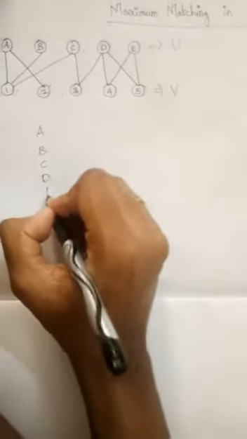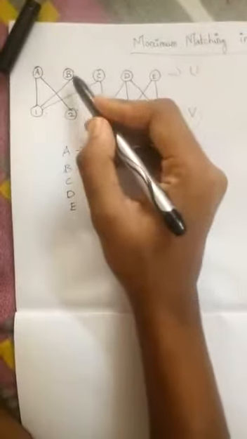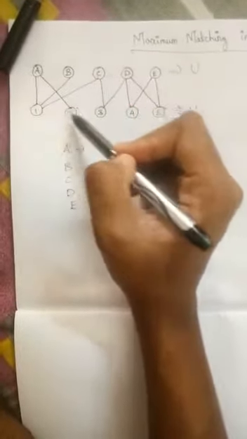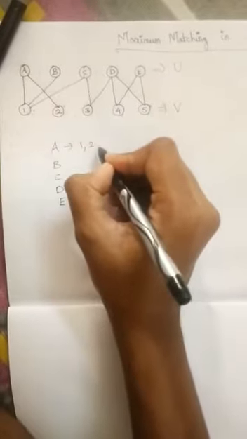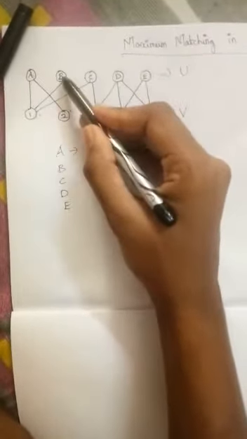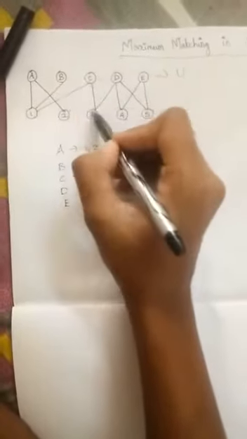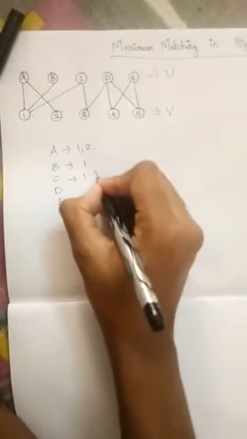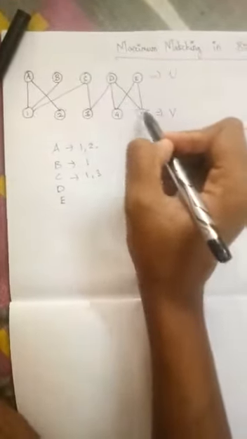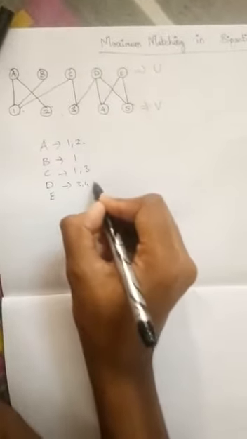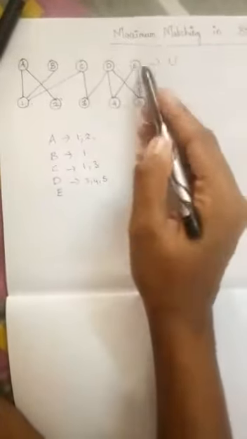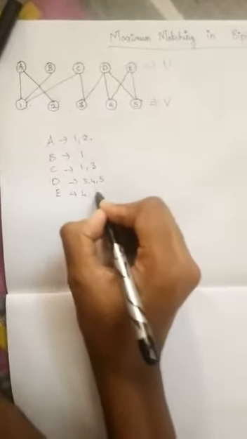To do that, I'm just listing out my observations for understanding: A, B, C, D, E. From the given graph, I can clearly see A is connected to 1 and 2. So A gives 1, 2. B is connected to 1 only. So B gives 1. C is connected to 1 and 3. So C is 1, 3. D is connected to 3, 4 and 5. So D gives 3, 4 and 5. E is connected to 4 and 5. So E gives 4, 5.